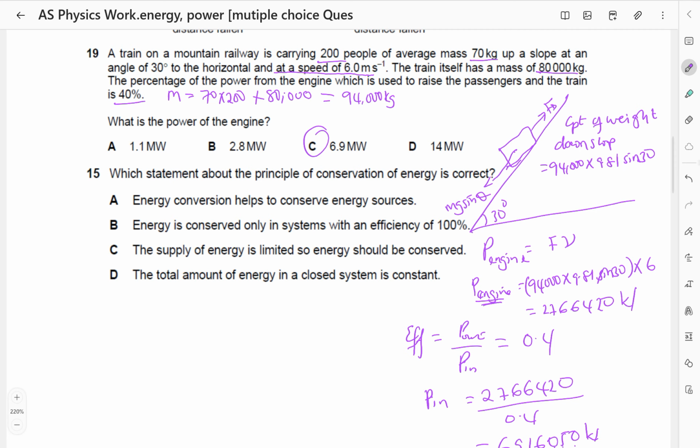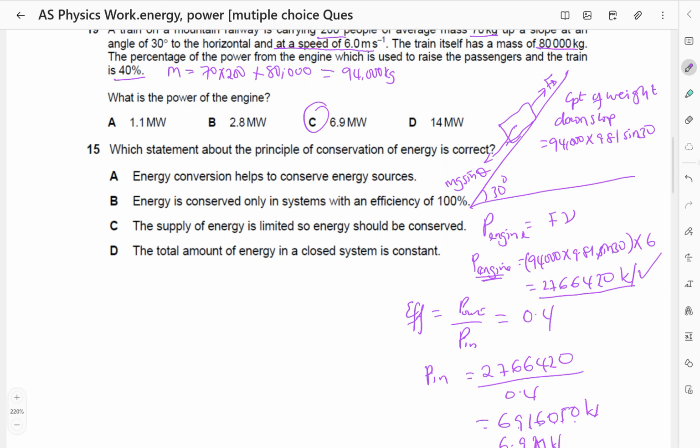Since it is moving at a constant speed, the forward force is equal to the force down the slope. So the power from the driving force is going to be force times velocity, which gives us that. But we wanted to find how much power is put into the engine. What is the power of the engine, or what power comes from the engine?